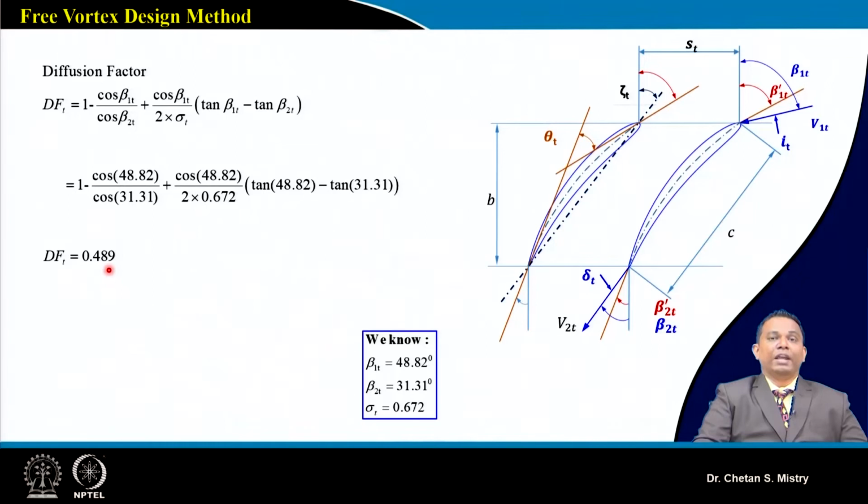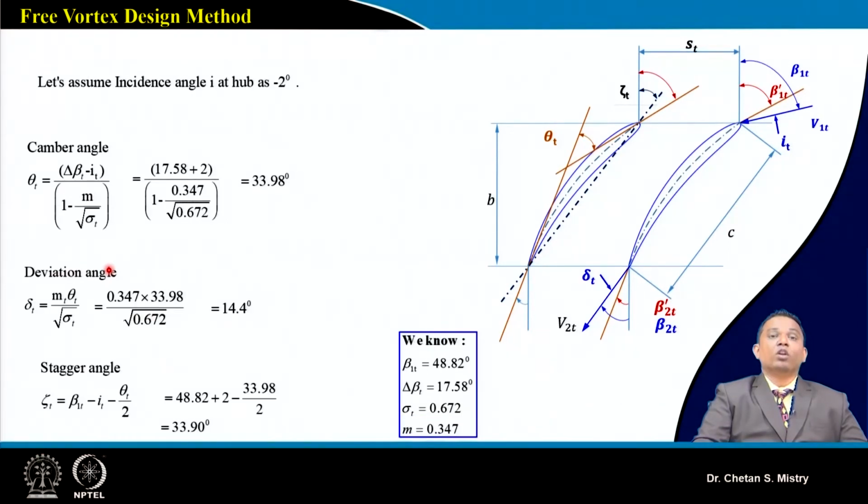So this is what will give an idea of how my de Haller's factor, my diffusion factor, is behaving, or what is coming near the tip station. In order to have the parameters for the generation of the blade, we are looking for the blade angles, the airfoil angles, that we define as the camber angle, stagger angle, and deviation angle. That's what we are calculating.